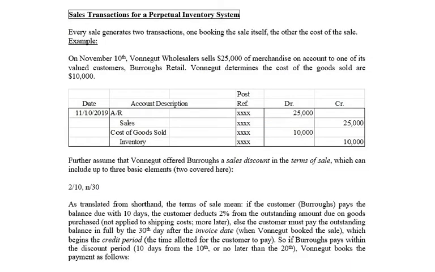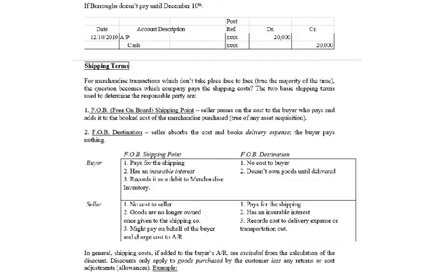All right, so we'll skip a couple of slides here. Again, that was the initial sale there. All right, so again, what if Burroughs doesn't pay until the 10th? Well, then this is just for contrast. So it's just going to be your basic payments on account. Accounts payable debit, cash credit for $20,000.